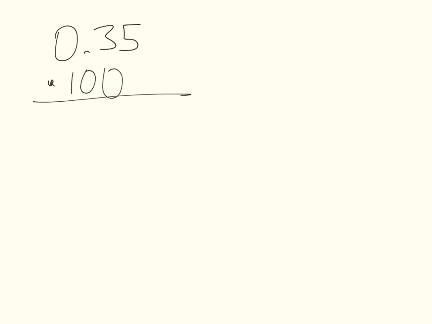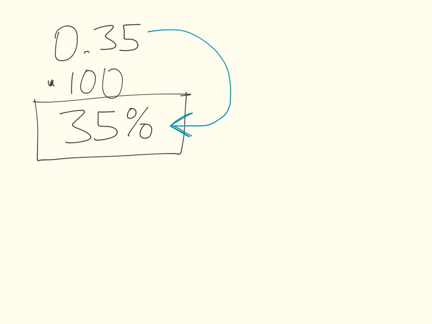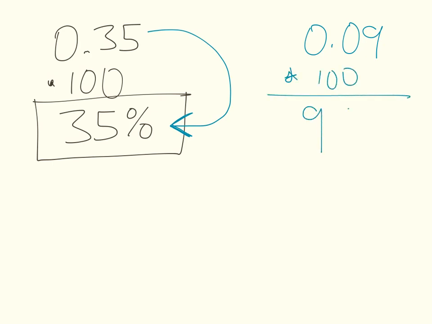Going the other way is just as easy. If I have 0.35 and I want to write that as a percent, I multiply it by 100 and I get 35. Add back the percent sign, and I know that 0.35 written as a percent is 35%. Another example, 0.09. Multiply that by 100 and I get 9%.